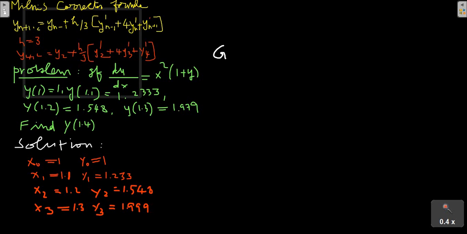Now, what is given to us here is that the differential equation is given to us. dy by dx equals x square into 1 plus y. Am I correct? So that's what is given to us. y dash equals x square into 1 plus y.